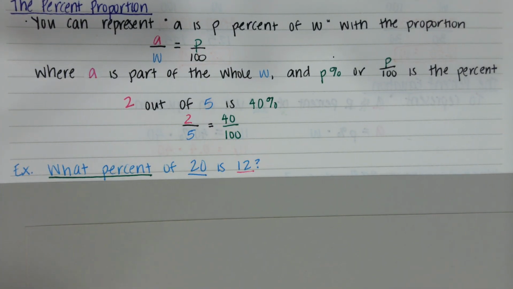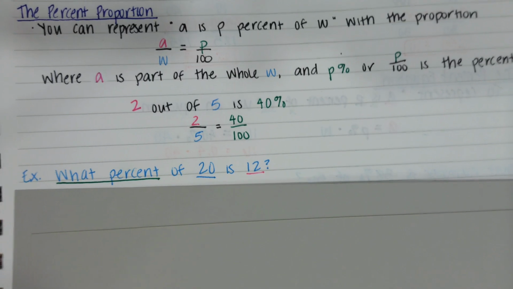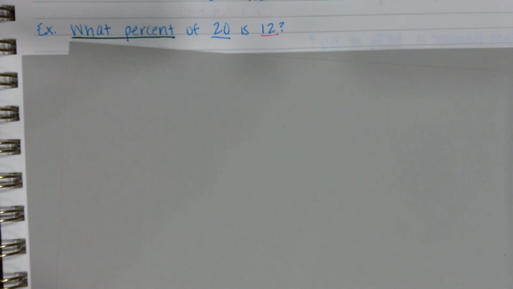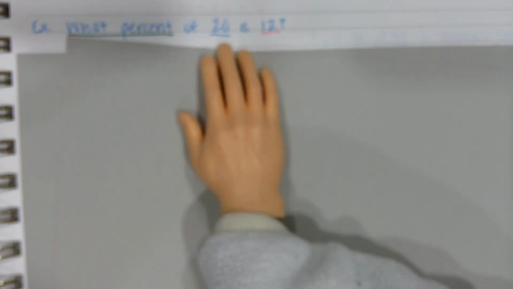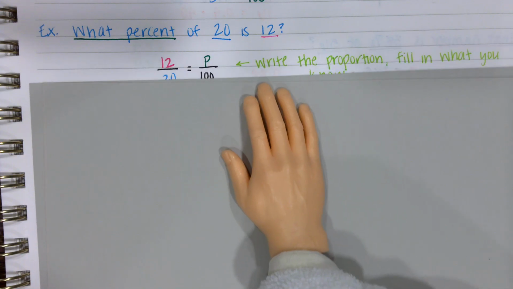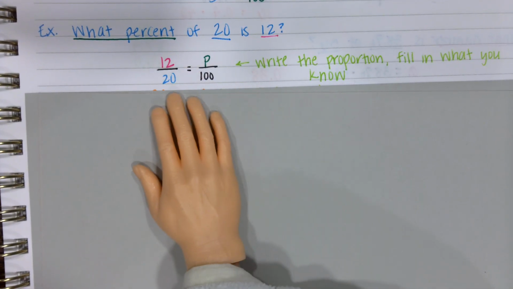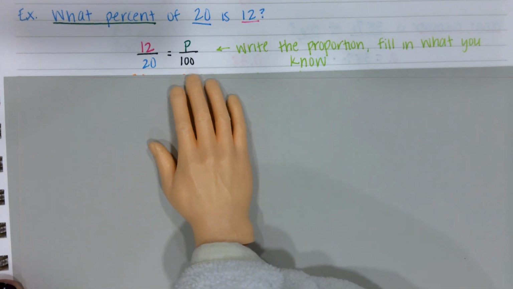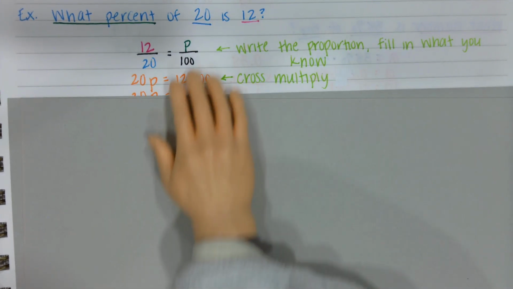So if we look at what percent of 20 is 12. So what percent, that means I don't know the percent of 20. So 20 is my whole, is 12. So plugging those in, 12 over 20 equals P over 100. We're going to fill in the portions that we know. And now we are going to cross multiply.